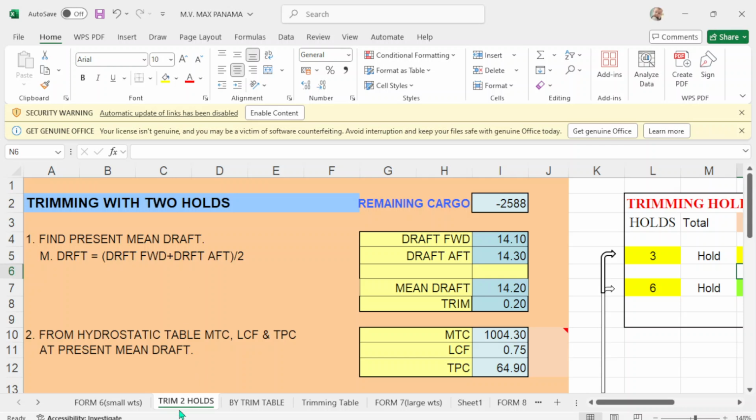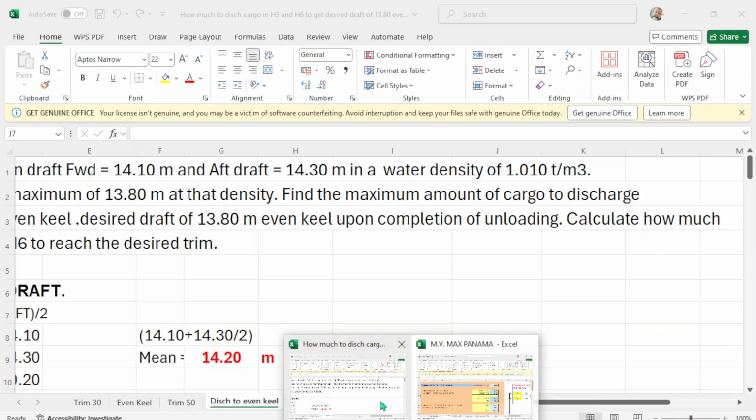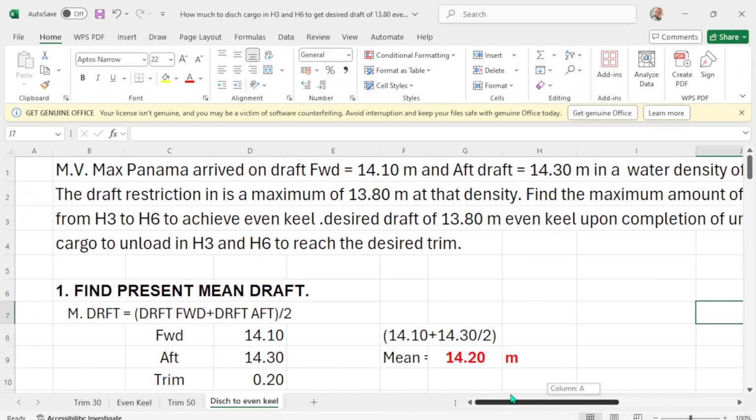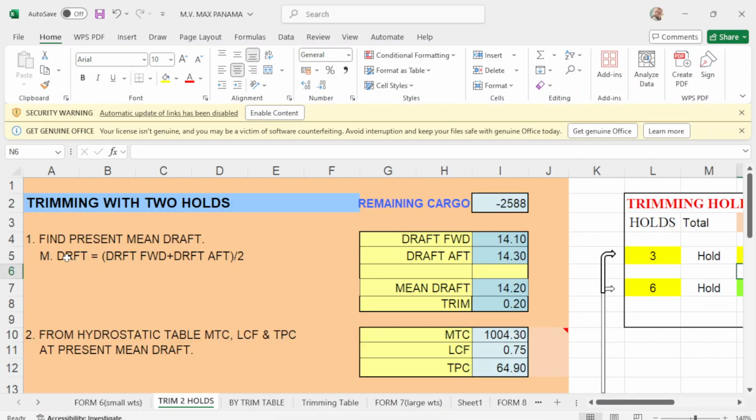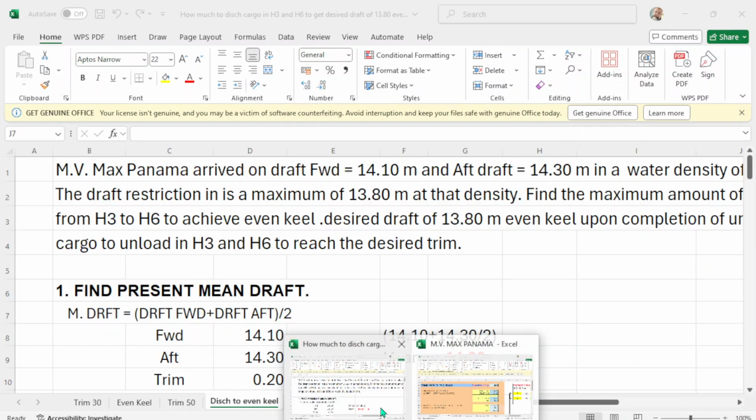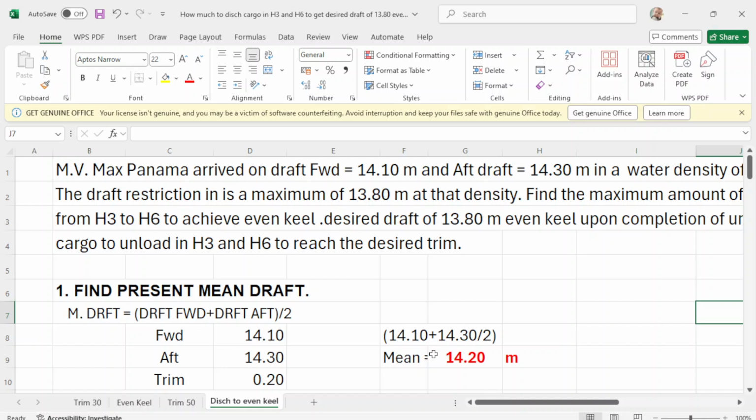By the way, for this trim 2 holds, I made an Excel so that I can explain it briefly, or so you can understand it more clearly. Like in number 1, find present main drop, and this is the formula, and these are the figures. So in our Excel, to find the main drop you add your forward and up divided by 2, then your main drop is 14.20, and your trim here is 20 centimeters.